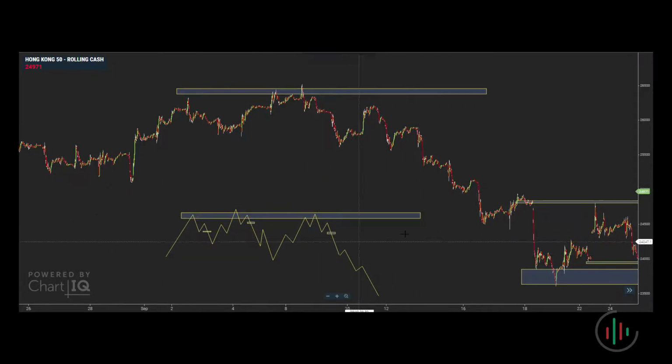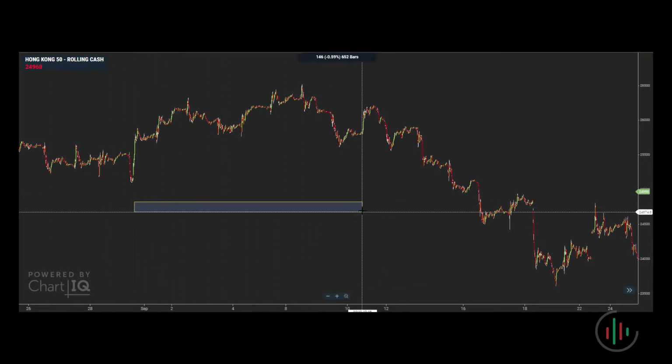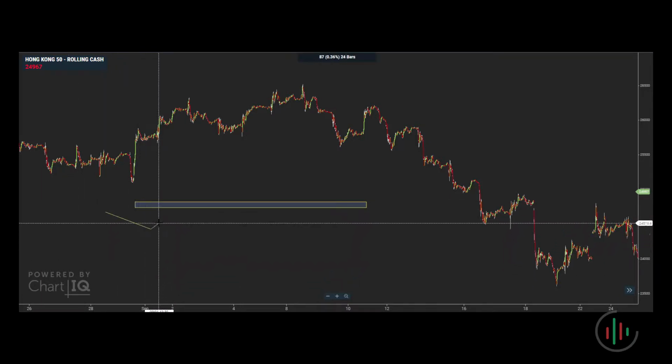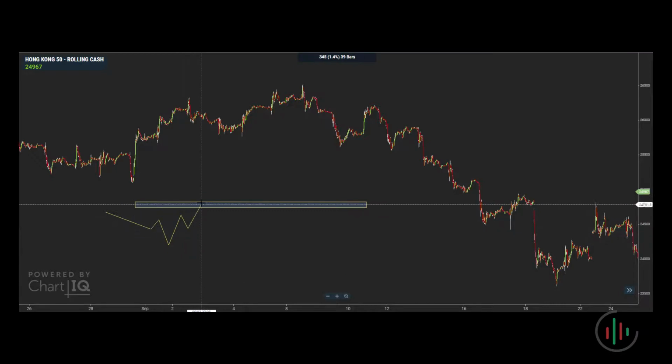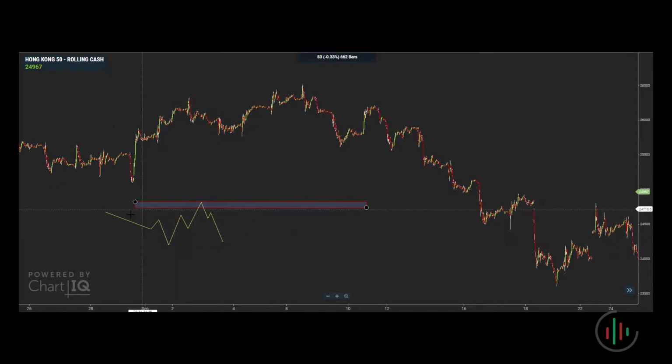Now, I attack these levels in two different ways. If I've marked up my zone, for instance, let's just do this again. If that's a zone that I've got interest in, I'll be looking at two things. I've just marked that up from previous price action. Say there's price action to the left-hand side. We don't know whatever's happened here, but we can see at that stage, I've got it marked up.